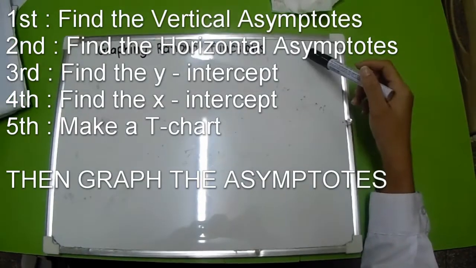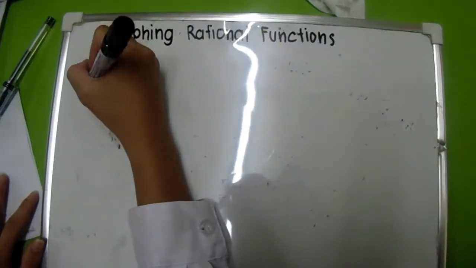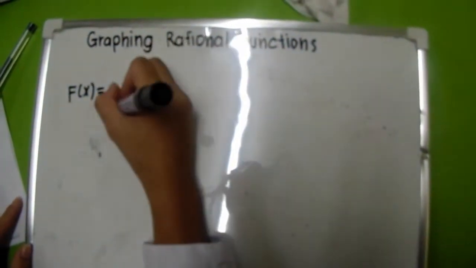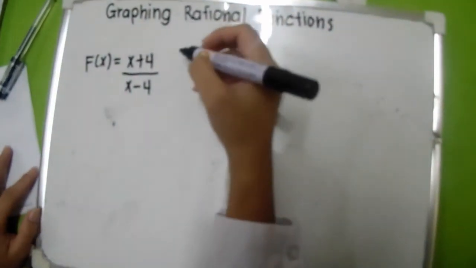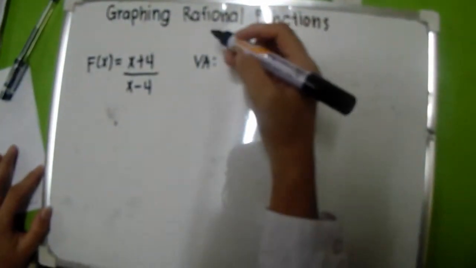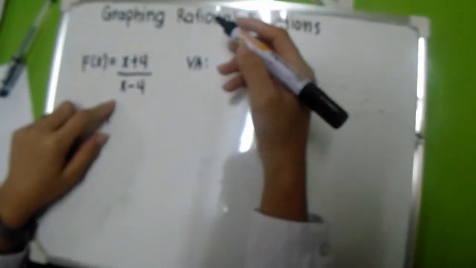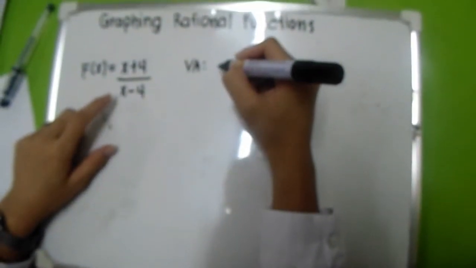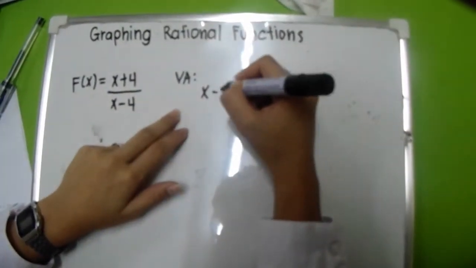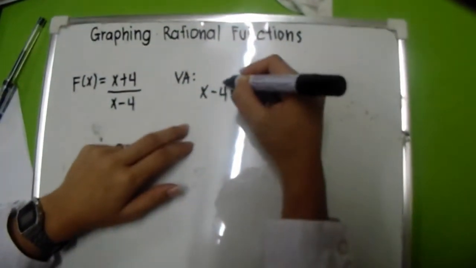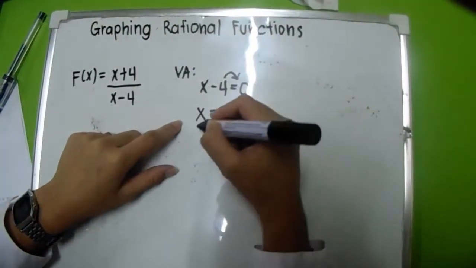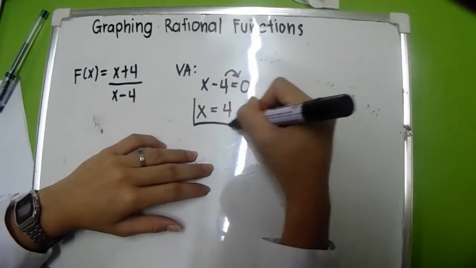Then graph the asymptotes. For example, we have f of x is equal to x plus 4 over x minus 4. In getting the vertical asymptotes, first we need to focus on the denominator of the given. So, we need to equate it to 0. So, x minus 4 is equal to 0. So, transpose the 4, so it will become x is equal to 4. So, that is the answer.